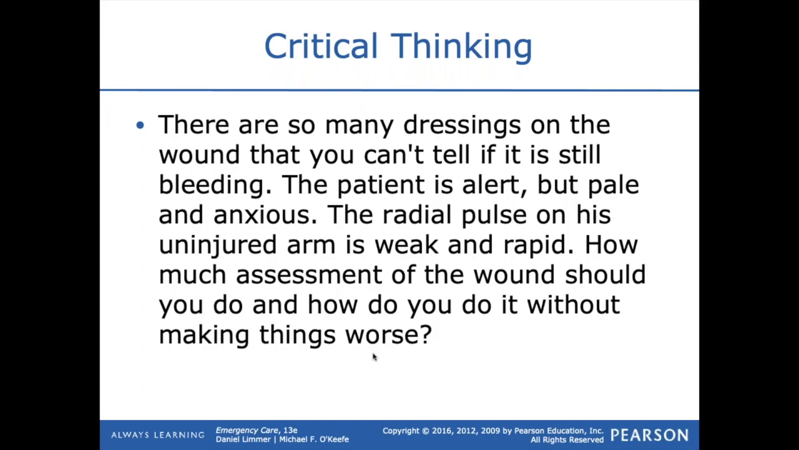He's alert, but pale and anxious. He's got a radial pulse on the uninjured arm that's weak and rapid. So you know he's lost quite a bit of blood. He is at least in compensated shock, maybe decompensating. How much of that wound do you want to assess? I mean, how much of that 3 inches of towel do you want to peel off before you make it worse, right?